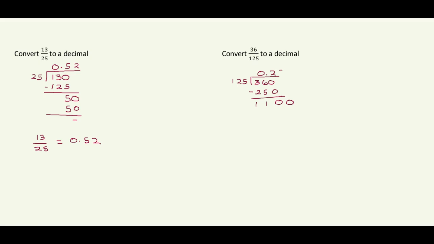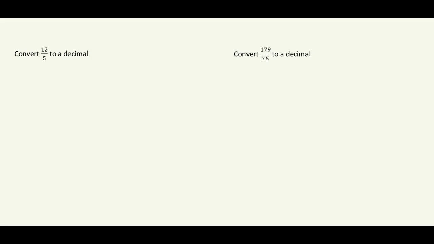Divided by 125, this is going to happen 8 times. 8 times 125, I have 1000. Now we subtract here, so I have 0, 0, 1, less than 125, so I append another 0. 1000 divided by 125, I have an 8. So multiplied by 125, I have 1000. When we subtract this, we get a 0. So 36 over 125 is the same as 0.288.